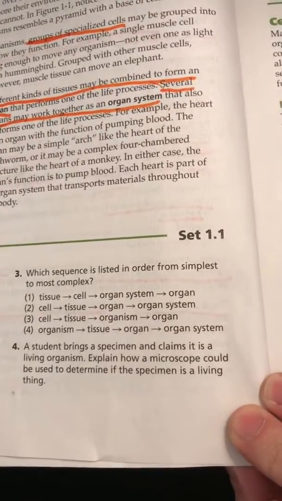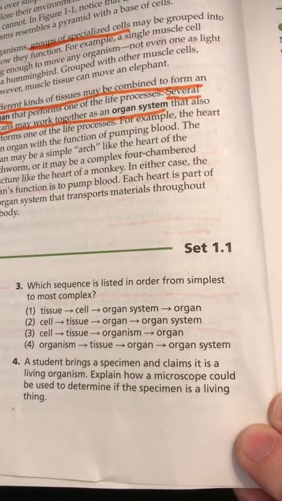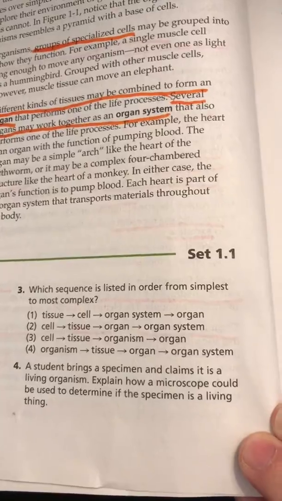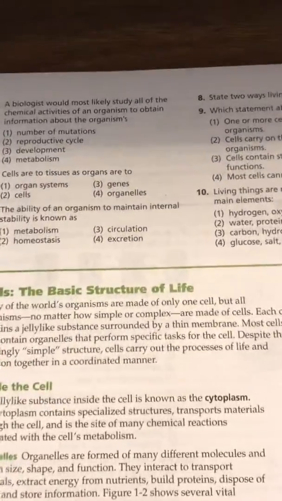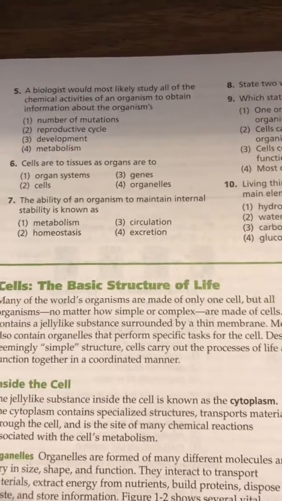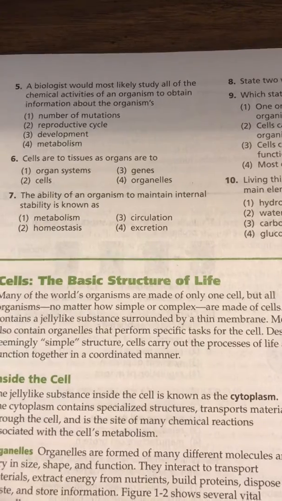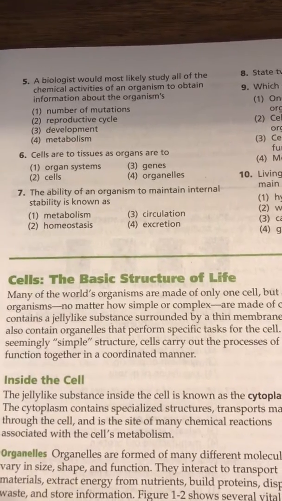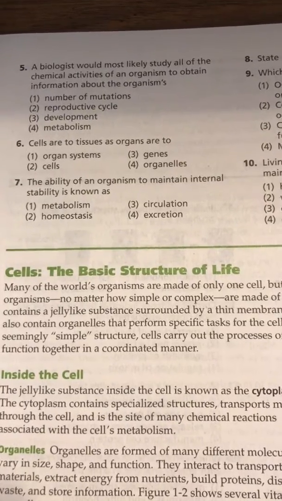And number 4, a student brings a specimen and claims it is a living organism. Explain how a microscope could be used to determine if the specimen is a living thing. Number 5, a biologist would most likely study all of the chemical activities of an organism to obtain information about the organism's 1. Number of mutations, 2. Reproductive cycle, 3. Development, or 4.